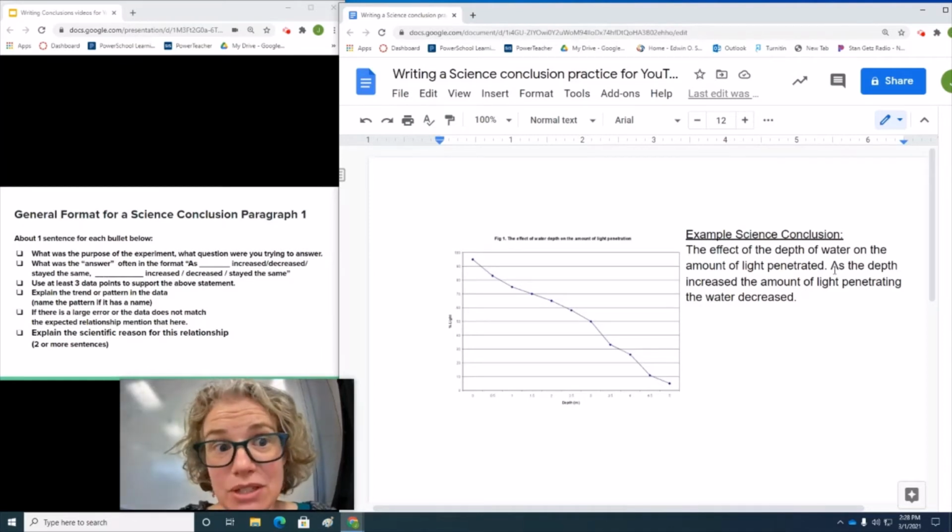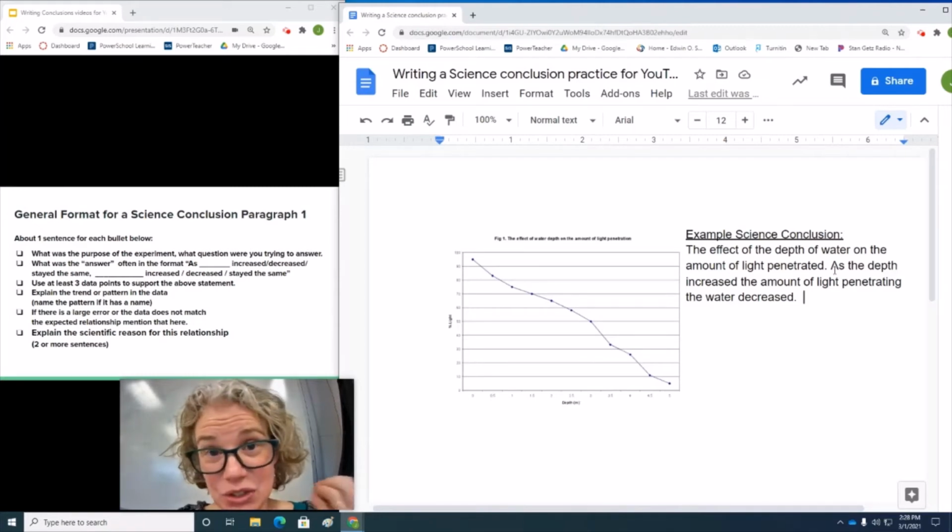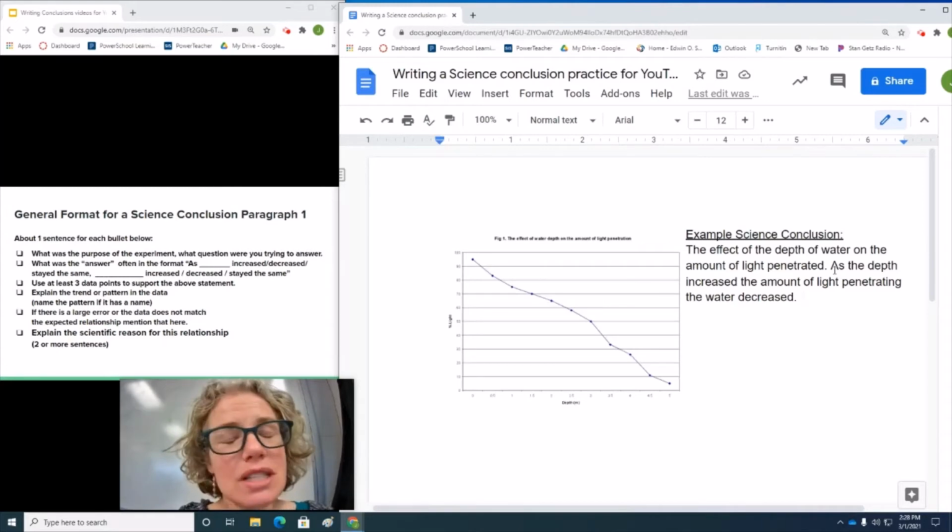Now we're going to use some data points to support the statement that we made, because it's very, very, very important in a conclusion that you use data. In my class, students lose almost half the points for the conclusion if they don't use data. So make sure you use data to support your statements. It's just like, in English class, how you have to support your statements with a quote. In science, we always back up our statements with data. Okay, so we're going to start our sentence with for example.